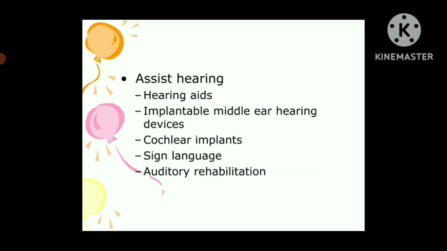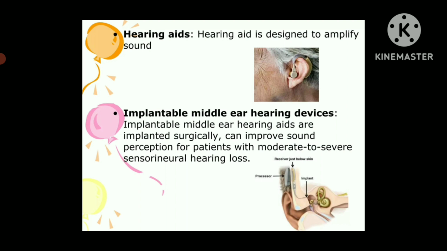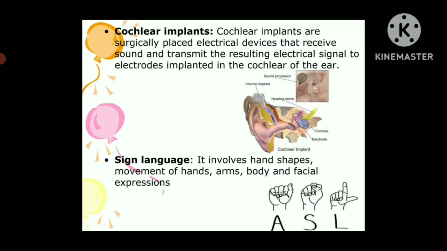We can assist hearing with the help of hearing aids, implantable middle ear hearing devices, cochlear implants, sign language and auditory rehabilitation. Hearing aid is designed to amplify the sound. Implantable middle ear hearing aids are implanted surgically and help improve the sound perception for the patients with moderate to severe sensorineural hearing loss.